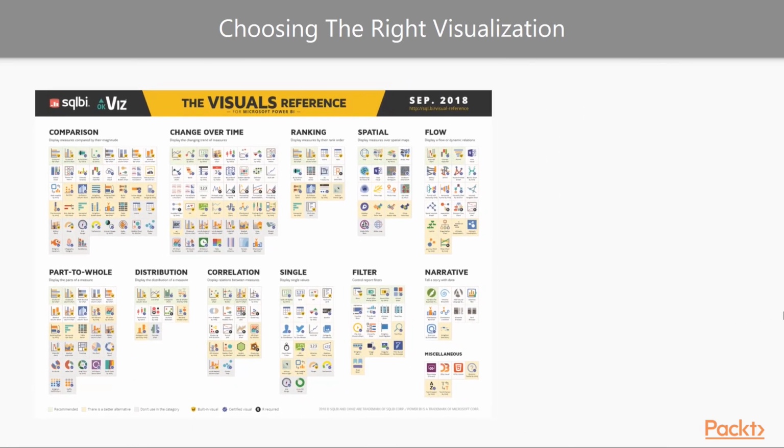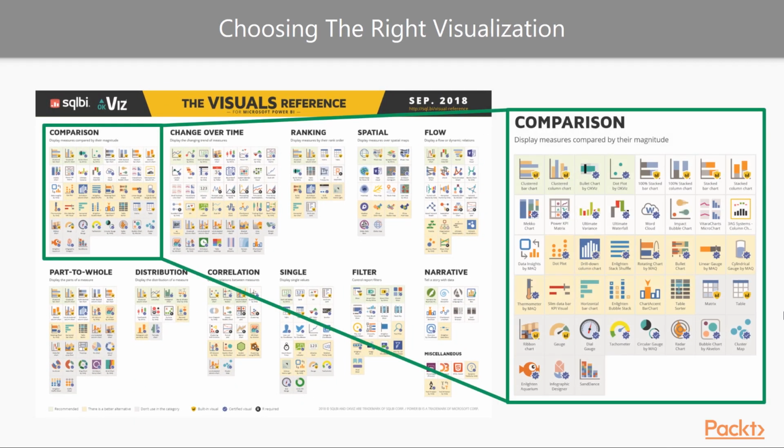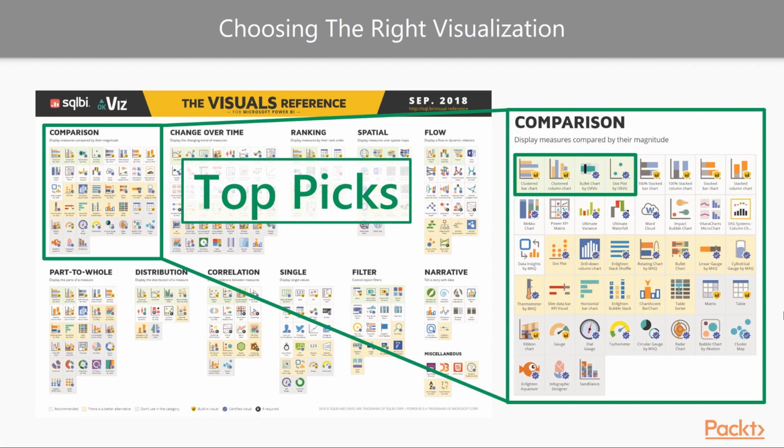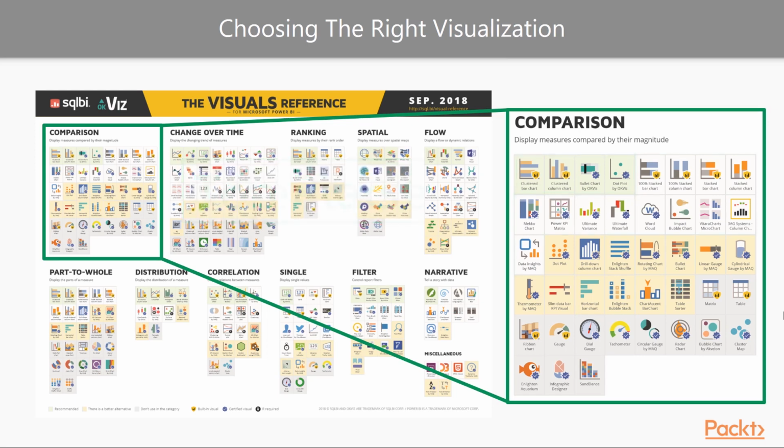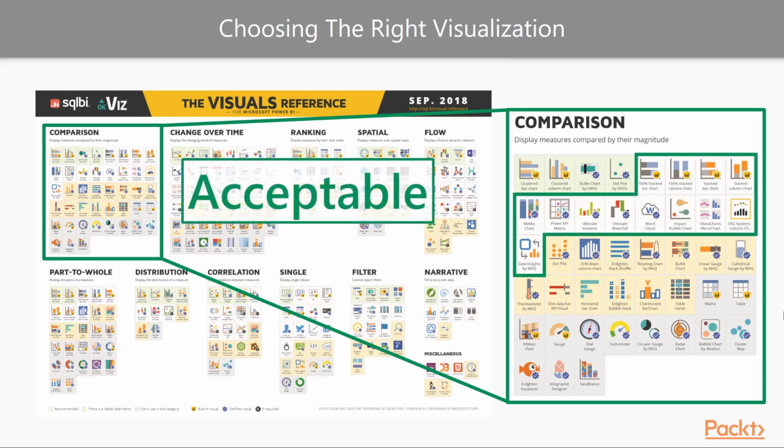To start, let's take the comparison category as our example. This first section at the top will be the list of top pick visuals for this category, meaning these will best represent your data and also typically offer the most features for customizing your visualization as well. The second option is a list of preferred visuals. They might not be as high quality or represent your data as accurately, but they still work well in many situations, though it is better to use the top pick ones when you can.